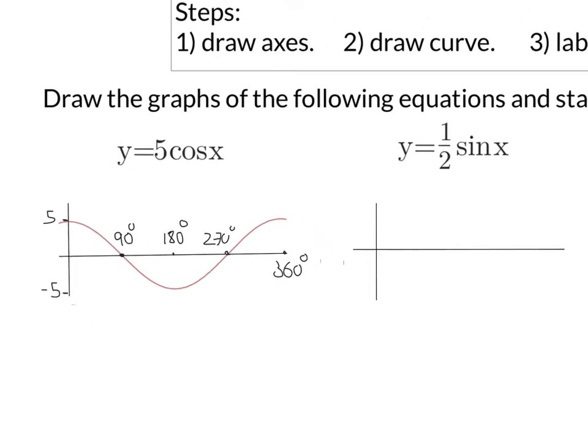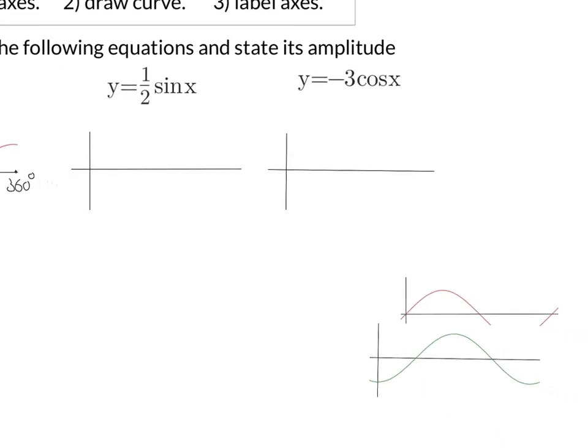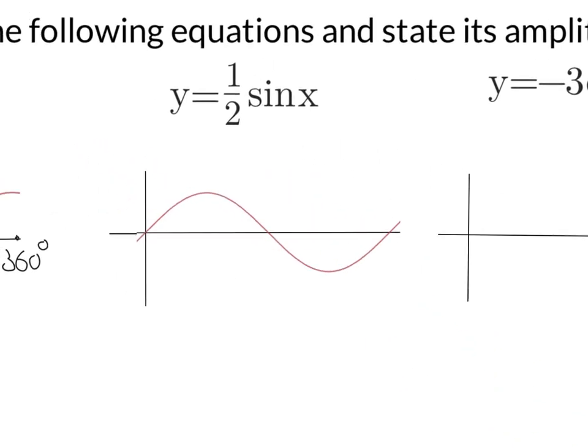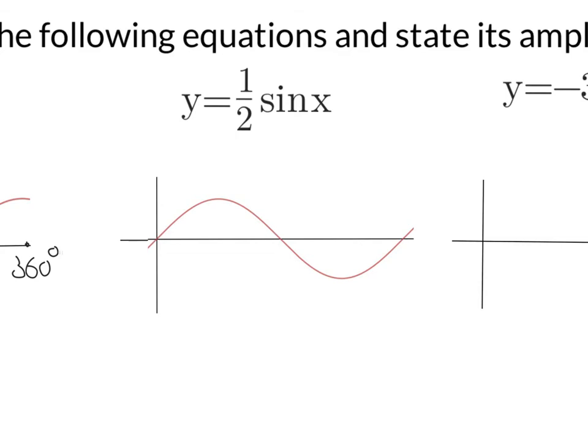Right, now let's go on to the second of these, y equals a half sin x. So draw your axes, draw on your curve, and then label your axes. So a half sin x would normally go between 1 and -1. This time it goes between the a's, so that's a half, and goes down to -half. But as I said before, it doesn't change anything else.